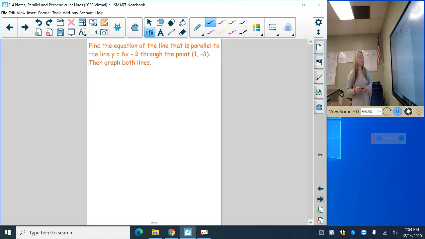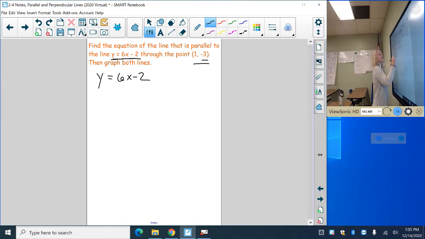Okay, find the equation of a line that is parallel to the line y equals 6x minus 2 through the point 1, negative 3. Then graph both lines. So I need to write the equation of a line that's parallel to this line, but goes through this point. Okay? So let's do that. First step, I have to make sure that my first equation is solved for y. Well, this one is solved for y already, so we don't have to do that. So we have y equals 6x minus 2.